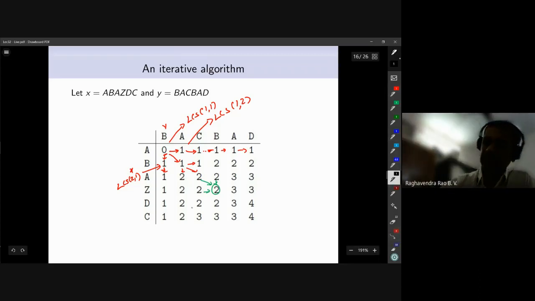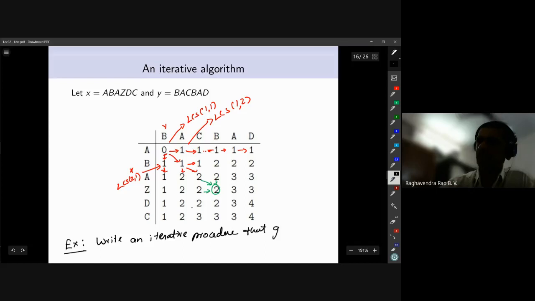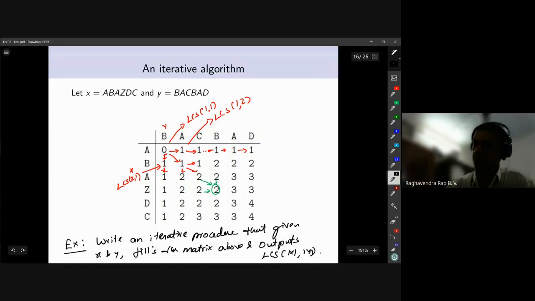So I'm leaving it as an exercise to write a nice iterative procedure. So write an iterative procedure that, given x and y, fills the above table, or fills the matrix above, and outputs LCS length of x, length of y.